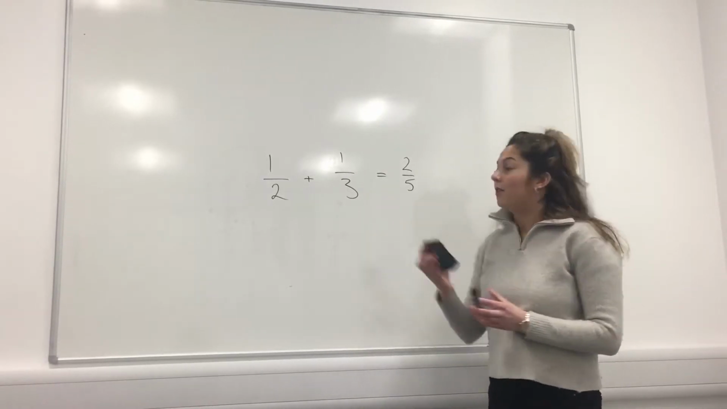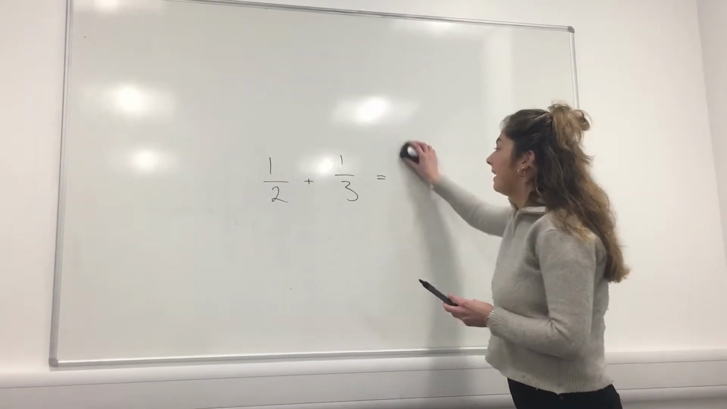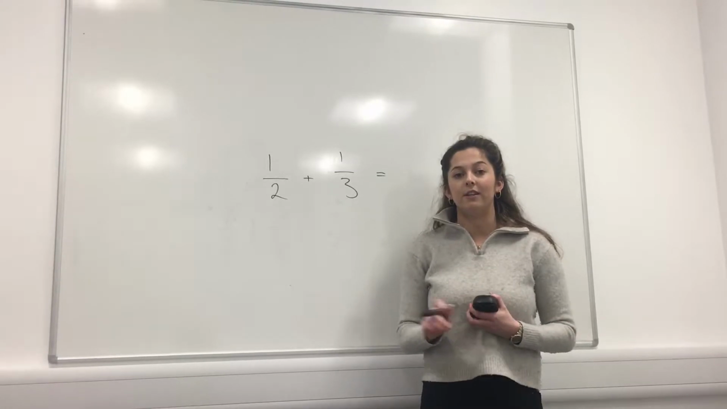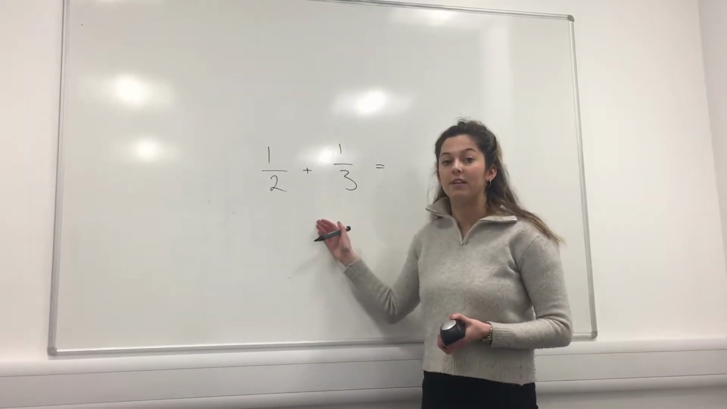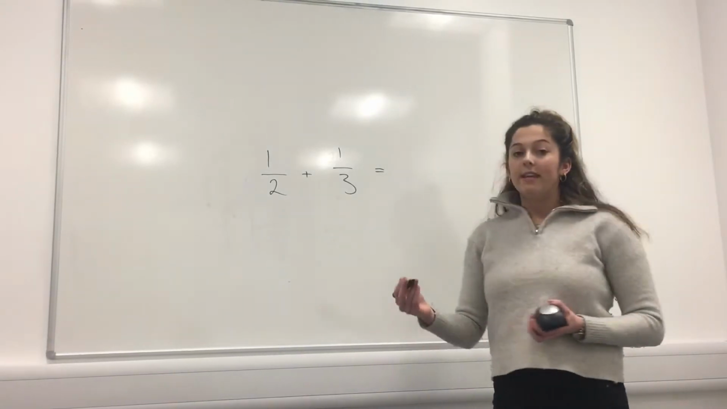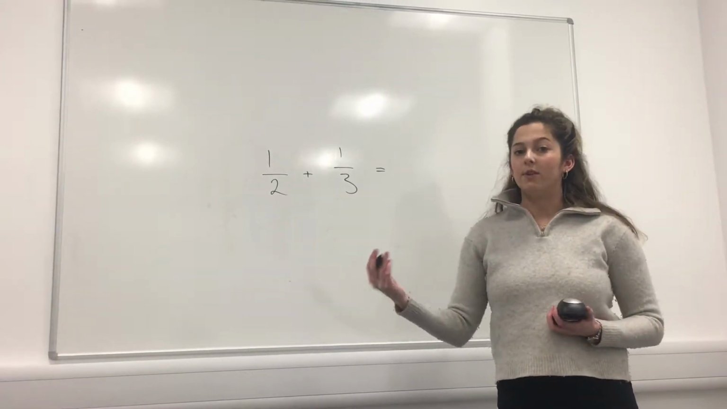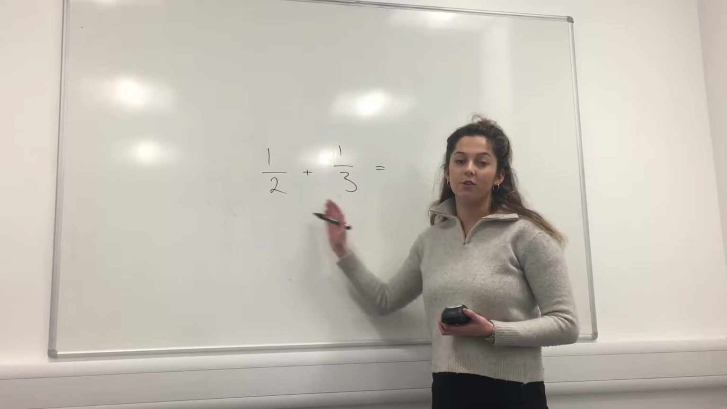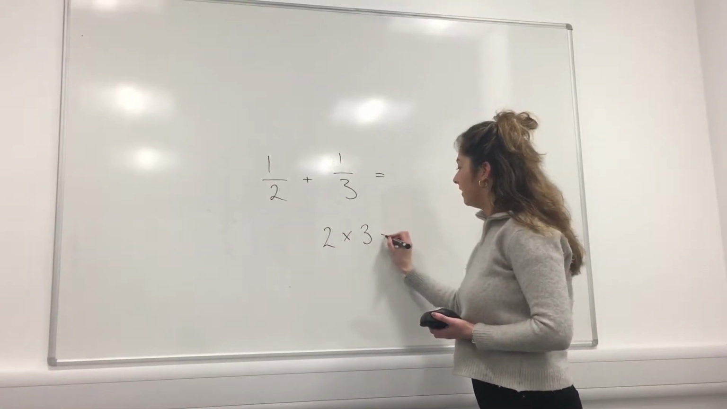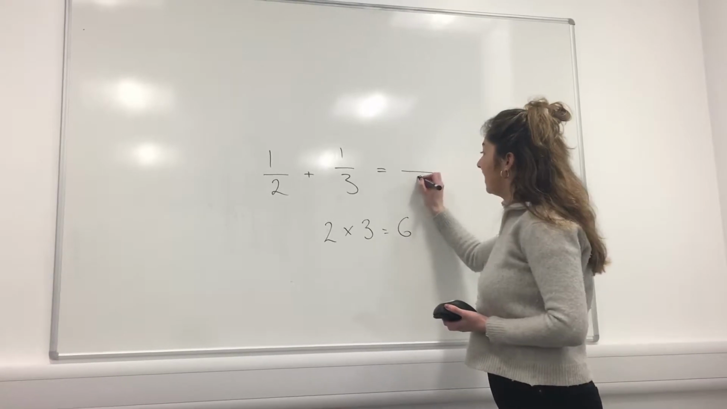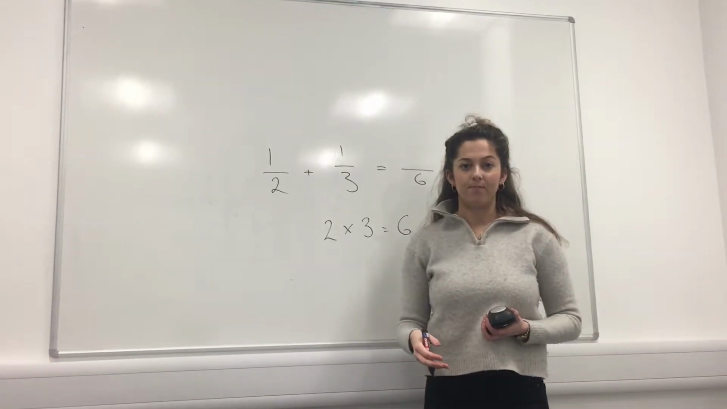This would be the wrong answer because the main thing of addition that you need is a common denominator, which means the same number on the bottom of each of the fractions. The easiest way you can get a common denominator is by timesing the two denominators together. So 2 times 3 is equal to 6. So 6 would be the number that we put on the bottom.